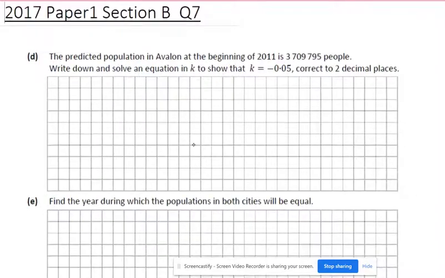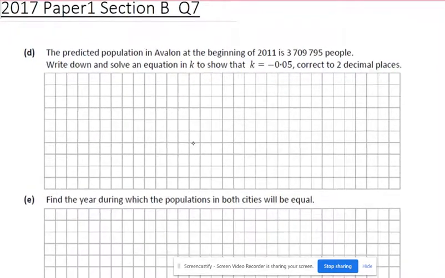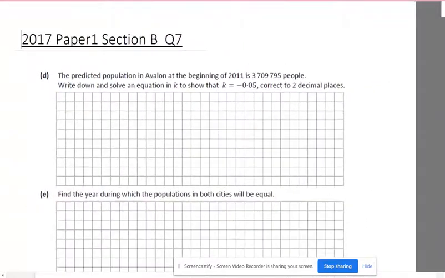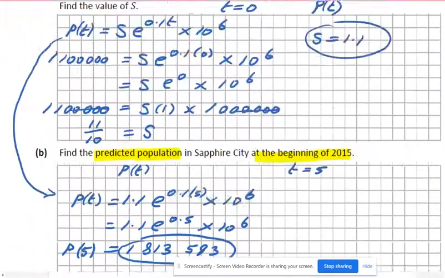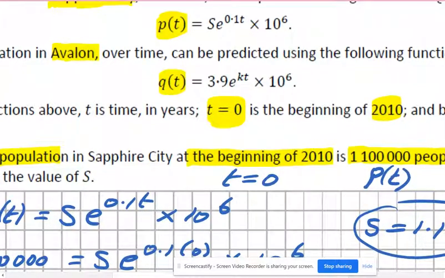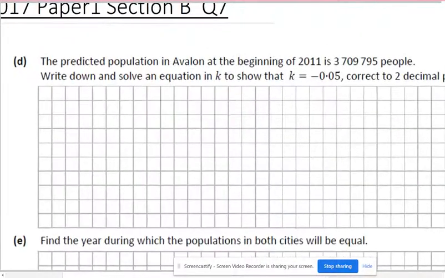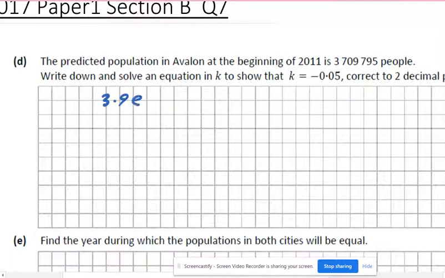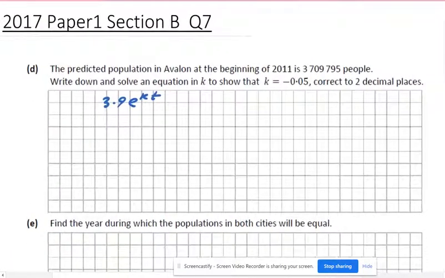Now for the first time we start talking about the second city, Avalon. So there's a different equation for that. So let's go back first and find that equation again. So it was Q, so it's 3.9 e to the power of kt, and it's Q(t), and it's in millions, so it's multiplied by 10 to the power of 6.